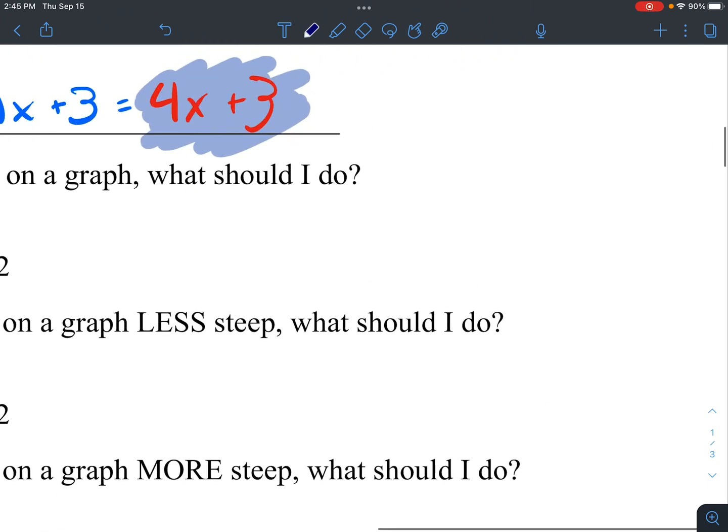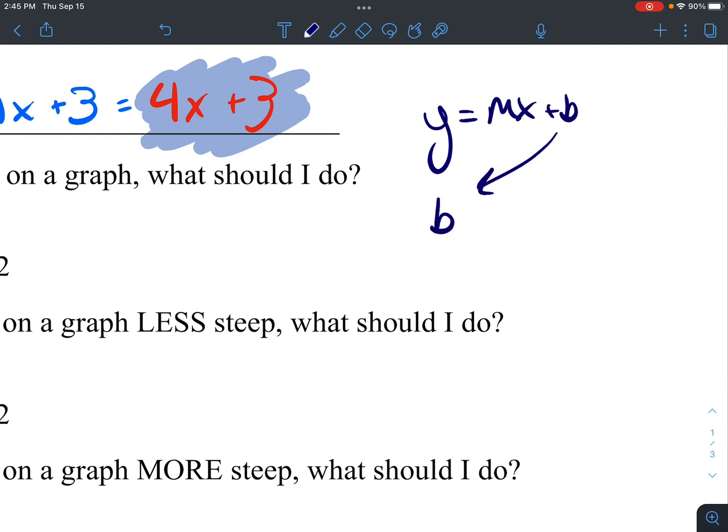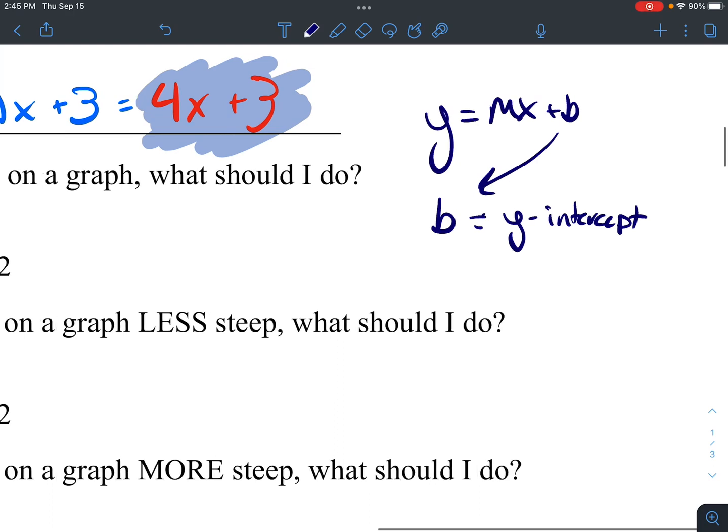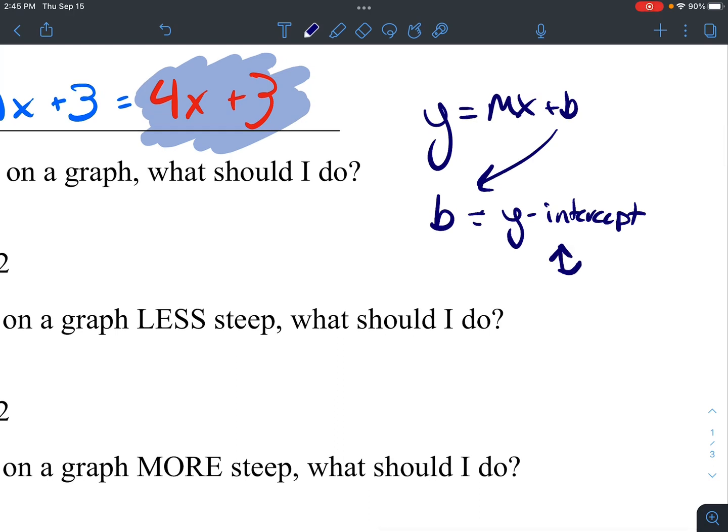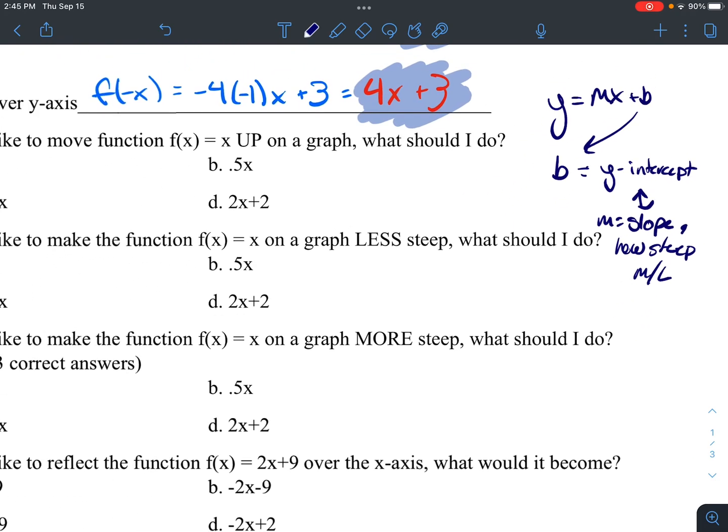So if I'm moving a function up, remember if we have y is equal to mx plus b, the b is going to be our y-intercept. So this is going to be our up and down. Our m is our slope. So this is going to be how steep it is. So more or less steep.